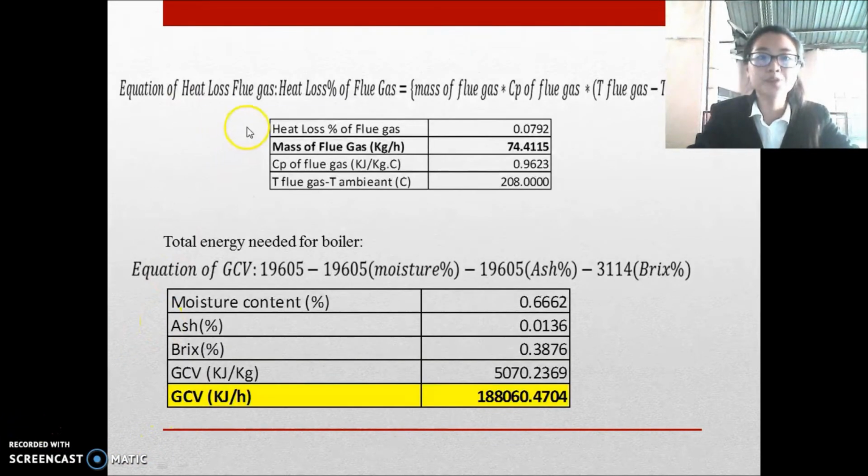There is heat loss from the flue gas, from which we can calculate the mass of the flue gas. This is the equation. The heat loss of flue gas percent is 7.92%. Therefore, the mass of flue gas produced is 74 kg per hour. This is the equation of the gross calorific value of the bagasse, which is 188,060 kJ per hour.